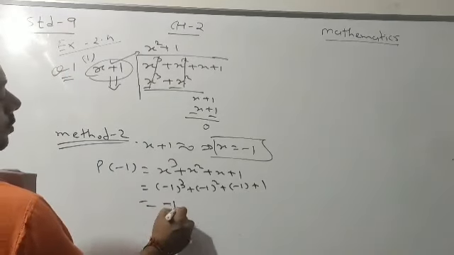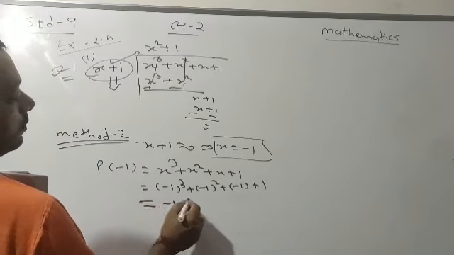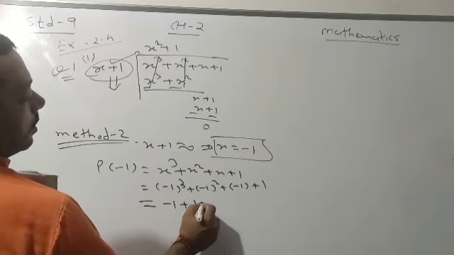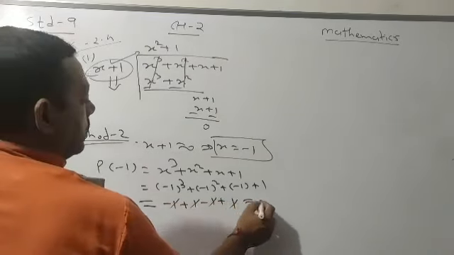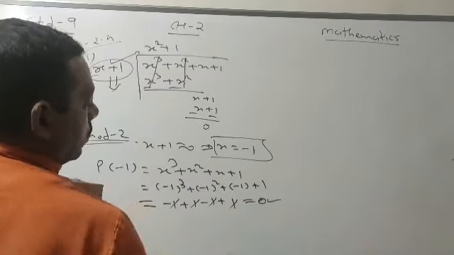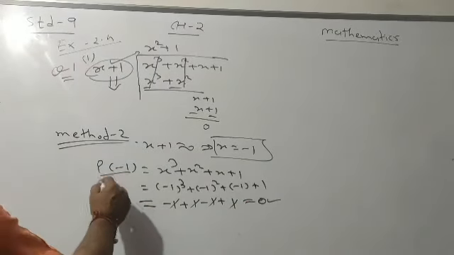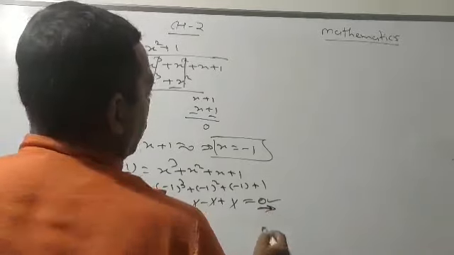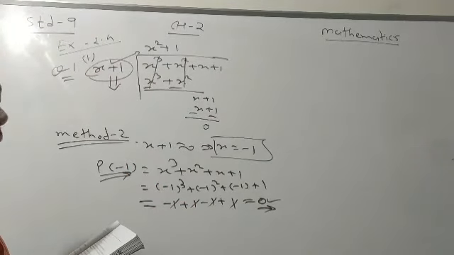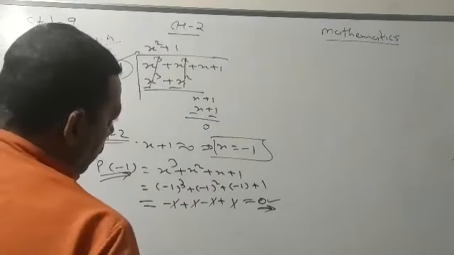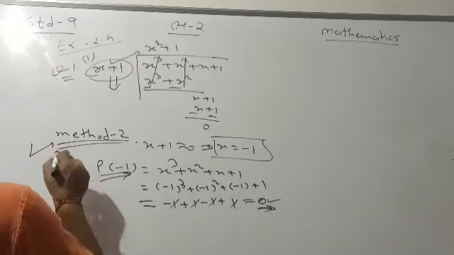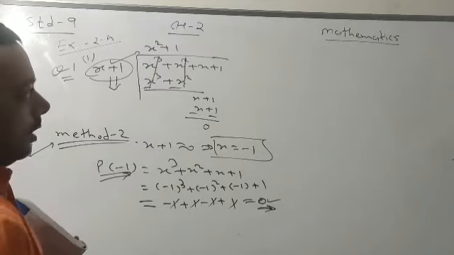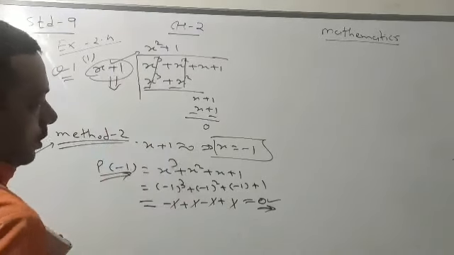So minus 1 cube is minus 1. Minus 1 square is 1, then minus 1, then plus 1. 1 minus 1 get cancelled and we get 0. This way also we can say that minus 1 satisfies the polynomial, hence x plus 1 is a factor of this polynomial. Now I think the second method is more preferable, easier than the first one.